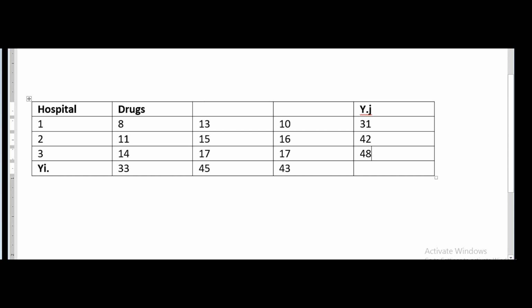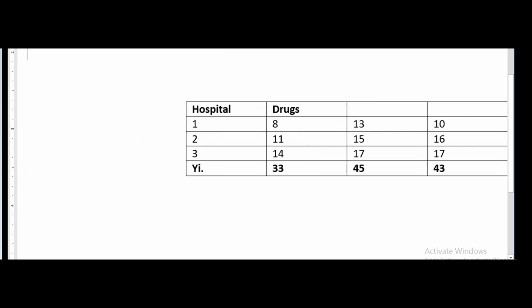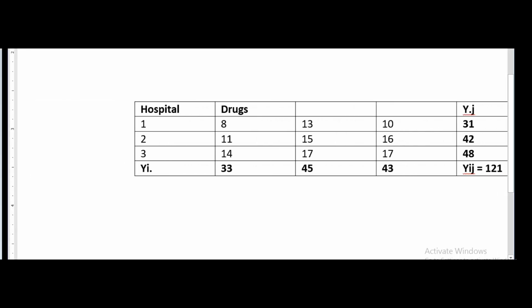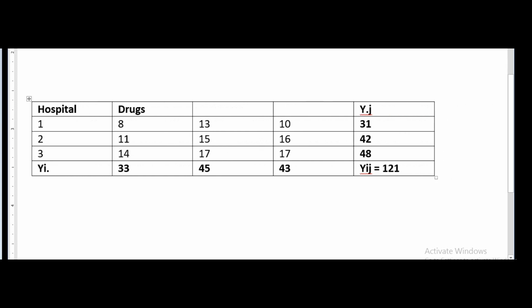So now let's add all of these numbers, and this is going to give us the summation of y ij. If you add all of this up, it is going to give you 121. I would love to make the whole of this bold. Alright, so we have it this way. All of this is now bold.